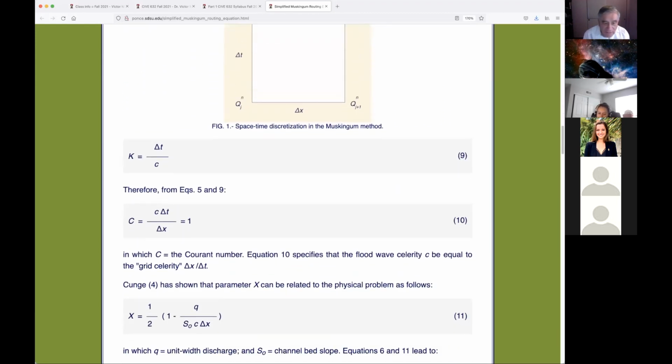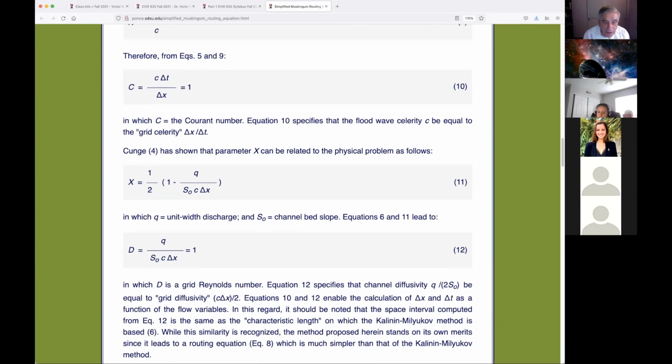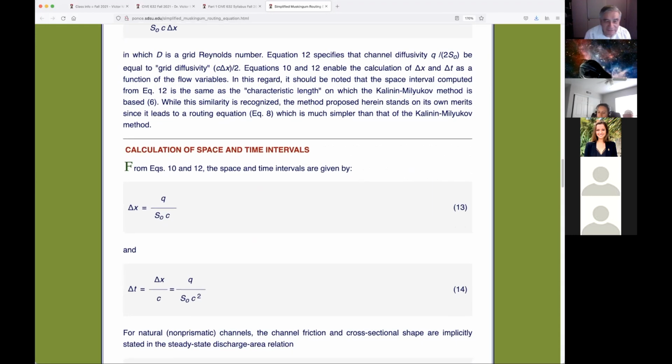Therefore, we have the Courant number and the cell Reynolds number. If we set the Courant number equal to 1 and the cell Reynolds number equal to 1, all we need to do is take an average. That's nice because it could give you a quick way of doing some routing. A very quick way; you can do it simply in Excel. But in order to do that, you have to figure out what the delta x and delta t should be, and these are given by equations 13 and 14.